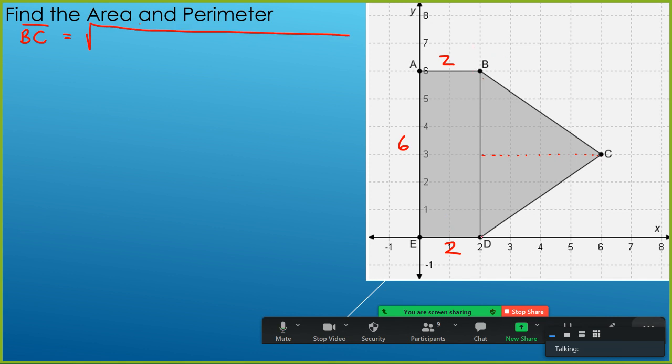Okay, B is at 2 over, up 6. So its point is (2, 6), and C is (6, 3). Remember, it's always the X and then the Y. X first, then Y. All right, start setting this up. X minus X squared, Y minus Y squared. 2 minus 6, 6 minus 3. That's x minus x, y minus y.